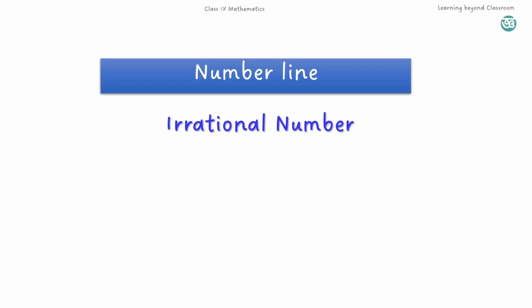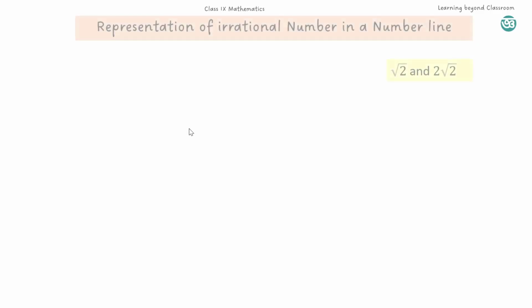Number line for irrational numbers. First we'll represent the irrational number in a number line, and we'll represent root 2 and 2 root 2, both are irrational numbers. These two numbers will be represented in a number line.